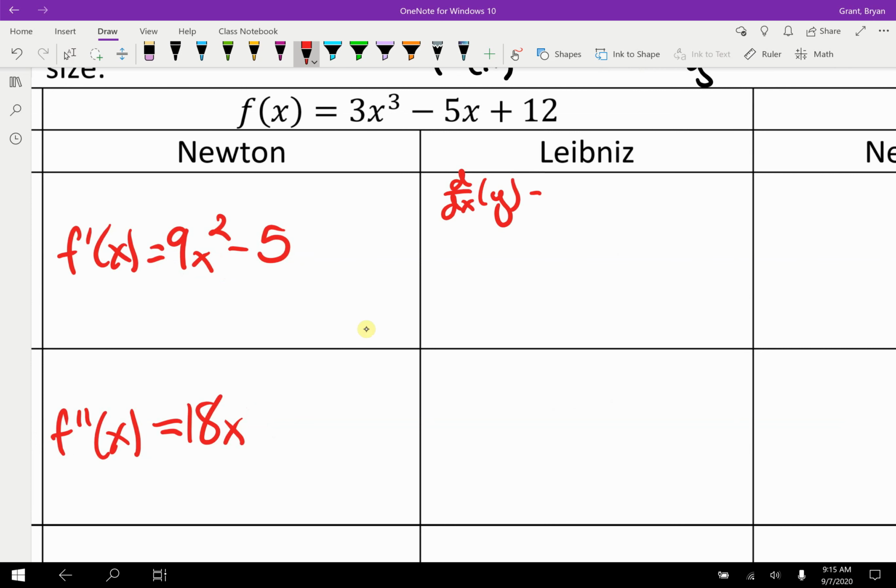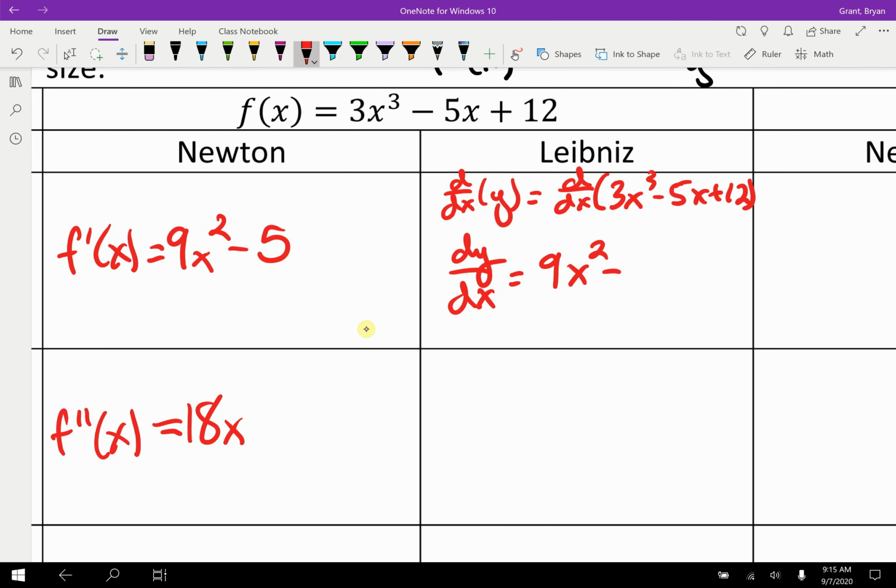So we're going to take the derivative of y, and we're also going to take the derivative of 3x cubed minus 5x plus 12. Well, the derivative of y is dy dx. That is the derivative of y with respect to x. The derivative of the right side, we already did that once. We can skip forward quickly. It ends up being here. Nice. Let's do that same process again.